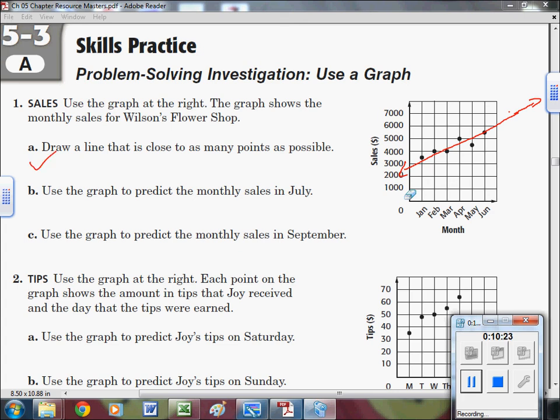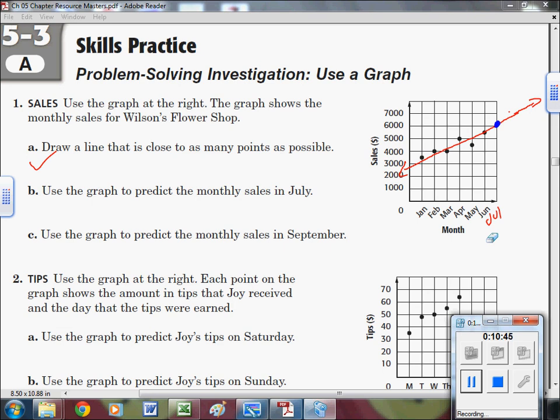Part A, check. Part B, use the graph to predict the monthly sales in July. Let's see, January, February, March, April, May, June, July. So July is right here. I'm going to go ahead and write that in. July. If we go straight up, it looks like it crosses pretty much perfectly. So this is another one of those convenient situations. That won't always happen. Sometimes you'll have to estimate.